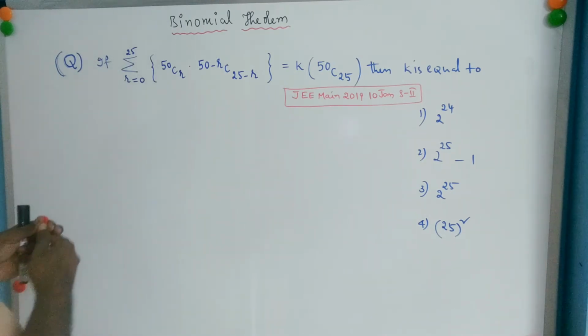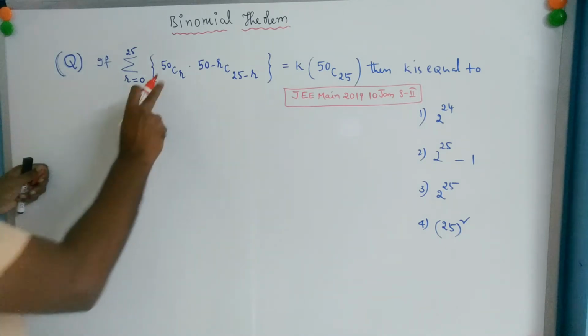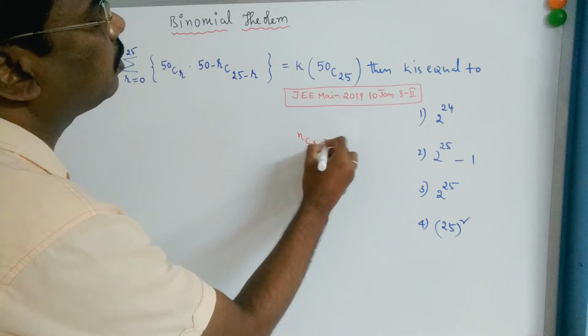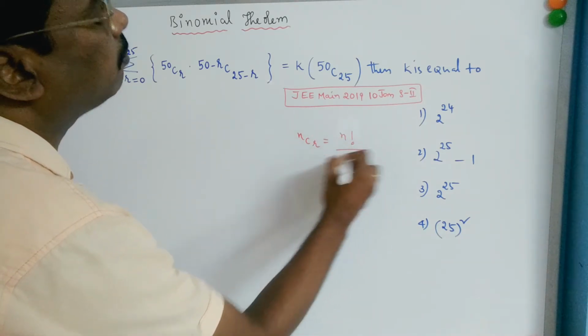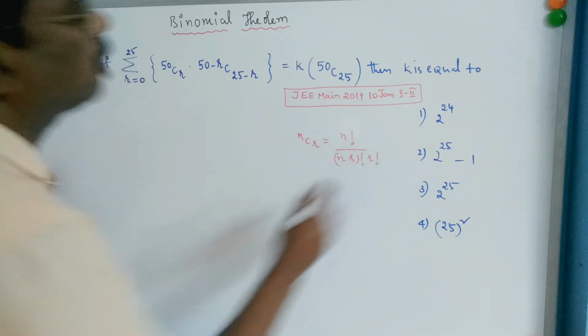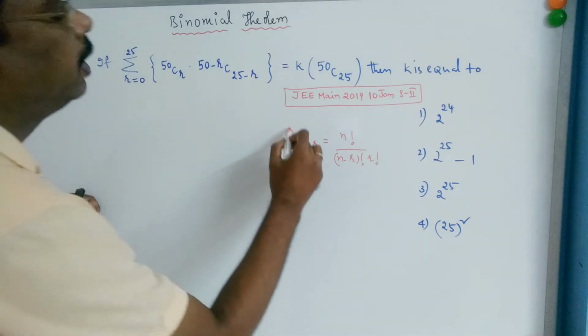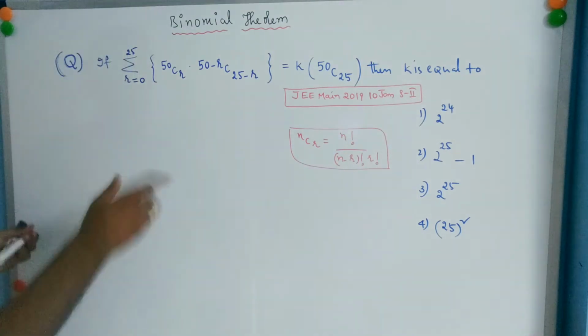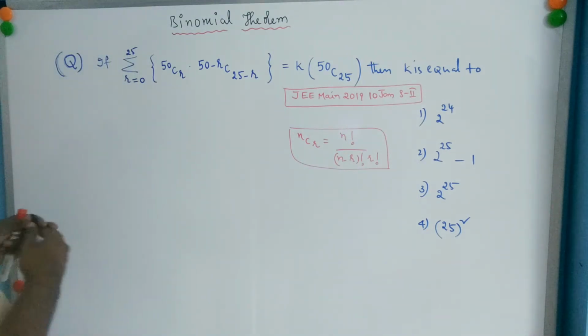Okay, now here first, the nCr formula. Now nCr is equal to n factorial by n minus r factorial into r factorial.